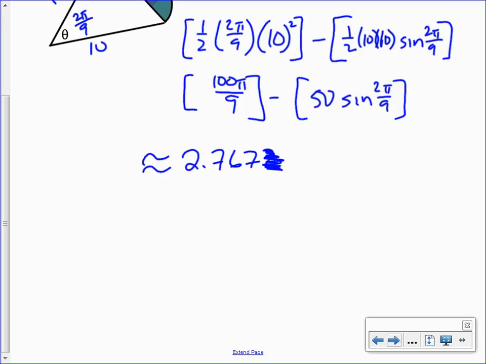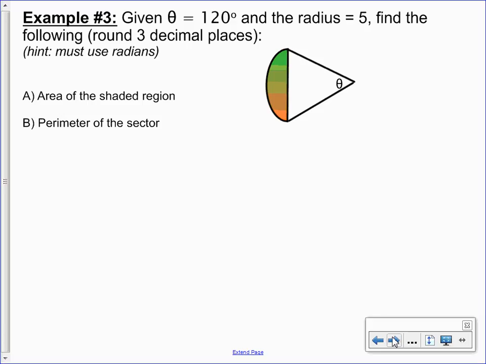Last one, then you get to practice. Any questions before I move on to the last one? Oh, good. Here we go. So we're given theta is 120 degrees, and the radius is 5 and 5. Awesome. What did I do first?